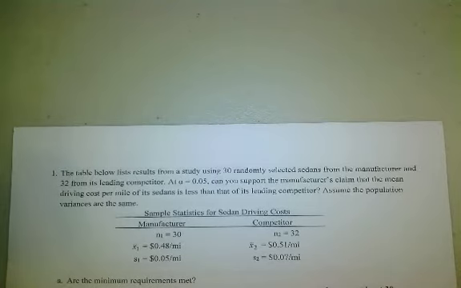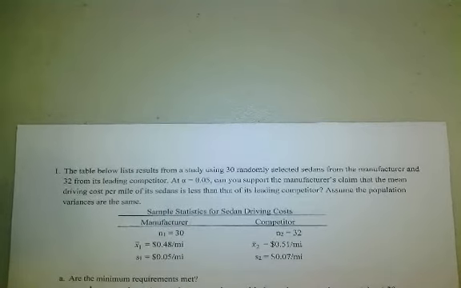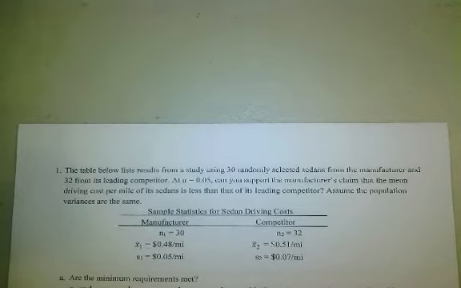So, the table below lists the results from a study using 30 randomly selected sedans from the manufacturer and 32 from its leading competitor. At alpha equals 0.05, can you support the manufacturer's claim that the mean driving cost per mile of its sedans is less than that of its leading competitor? Assume the population variances are the same.